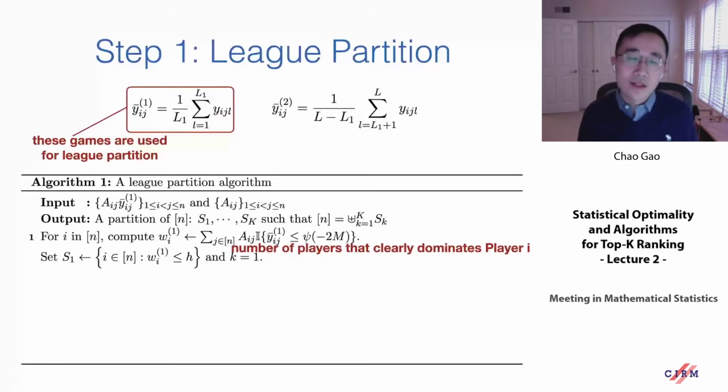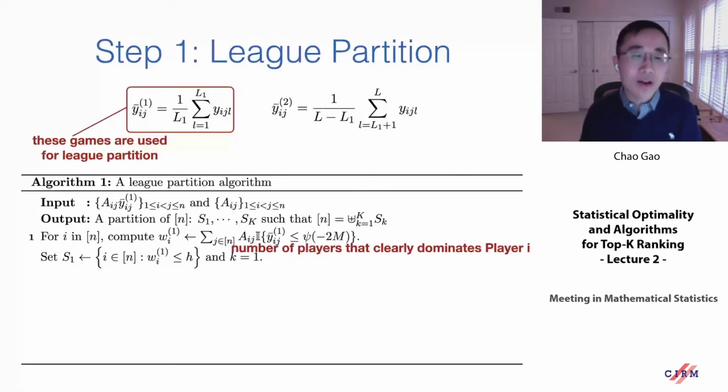Here, the constant m is chosen to be a very large constant. Remember, psi is the sigmoid function, so psi of negative 2m is a very small number, for example, 0.01, right? So y-bar_ij is smaller than a very small number. This means player i has lost almost all games against player j, right? And w_i simply counts how many players can dominate player i, right?